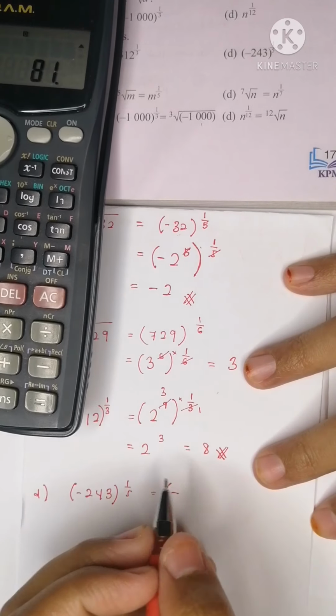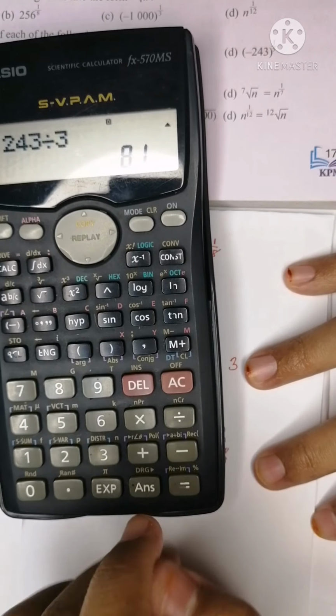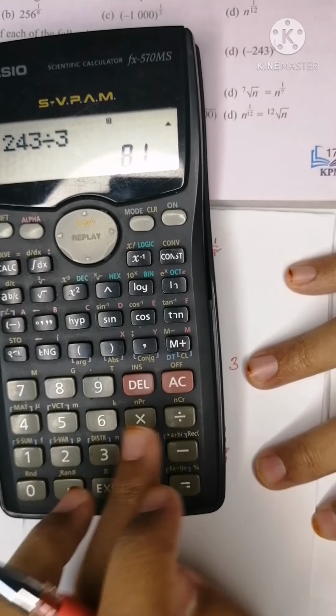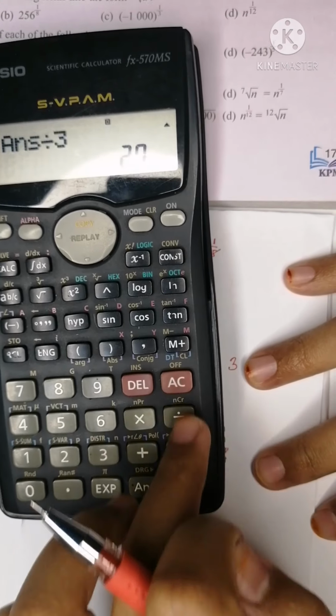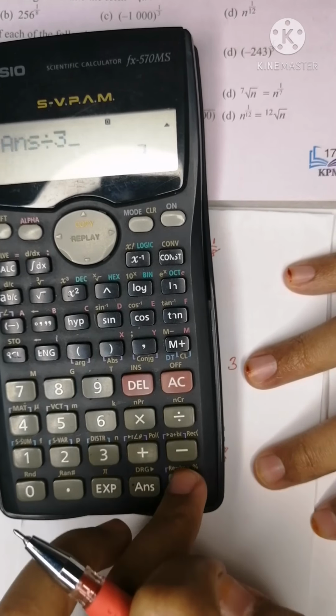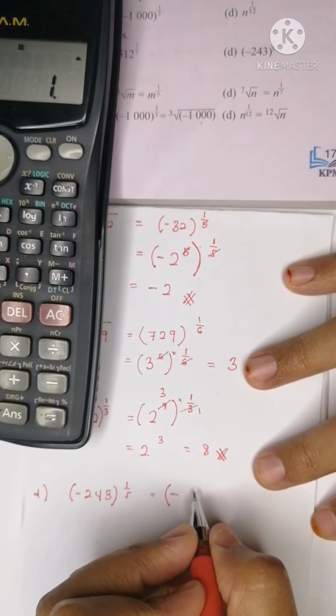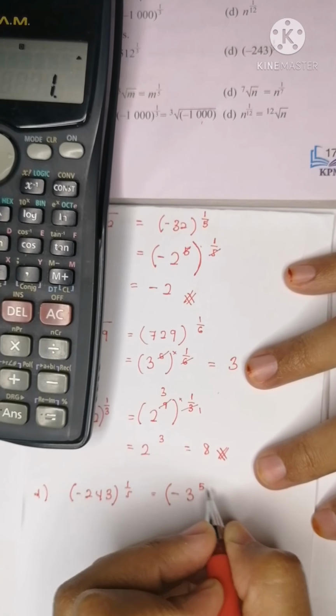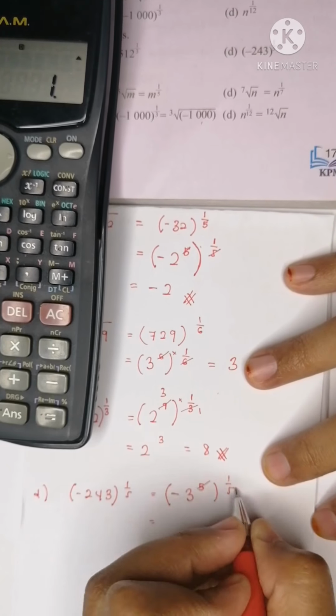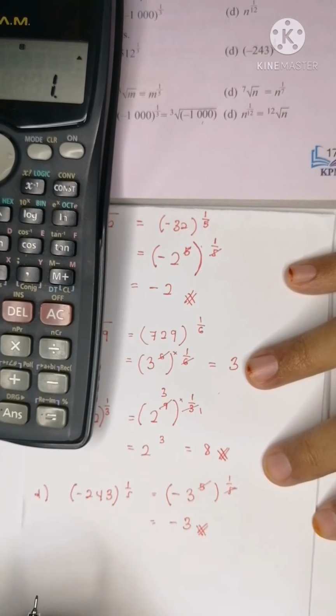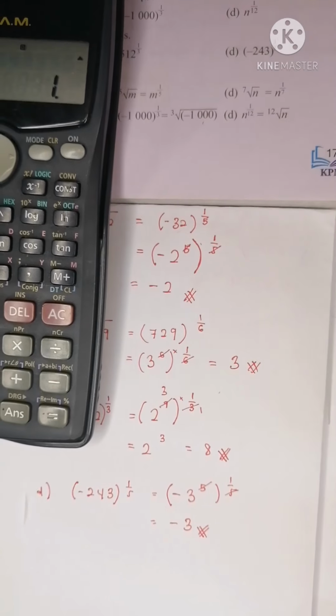Now this is the first division. We need to count. One division, 2, 3, 4, 5. So 5 divisions for base 3. So base 3 to the power of 5. Then 1 over 5, so you can cancel here. Then the answer is negative 3. Just like that. Very easy.